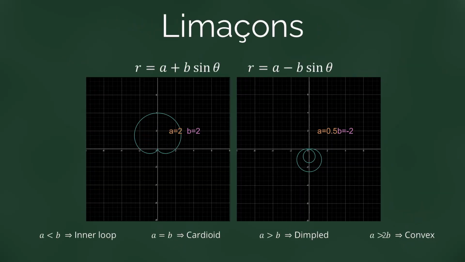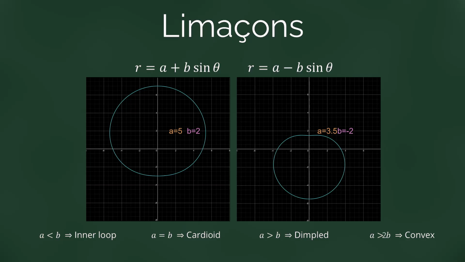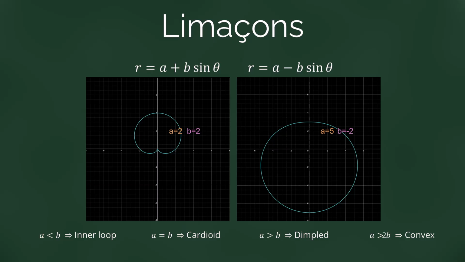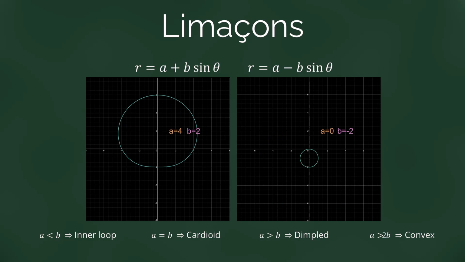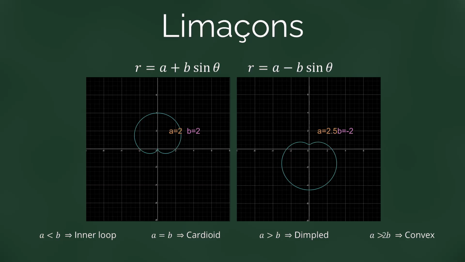Our next group is the Limacons. We'll start with ones that involve sine. So we have r equals a plus b sine of theta, or r equals a minus b sine of theta. Notice that the sign of b determines whether or not the preponderance of the shape is falling above or below the axis. Also notice that the relationship between a and b drives the shape of this, so that when a is smaller than b, we get an inner loop. When a is equal to b, we get a heart shape called a cardioid. If a is bigger than b, our limacon has a dimple. If a is bigger than 2b, our limacon is convex.